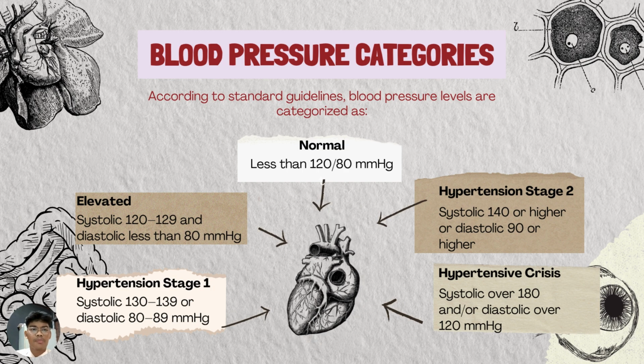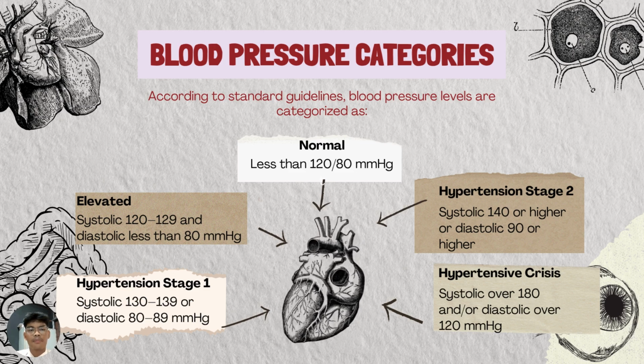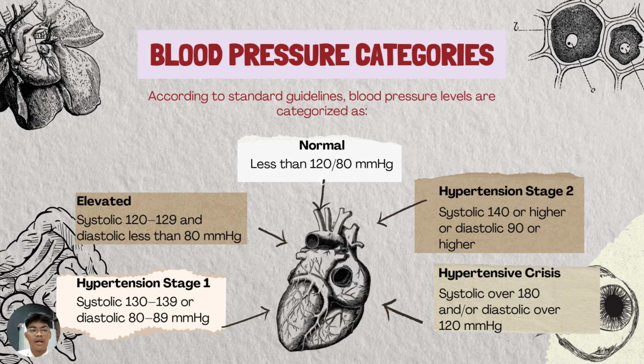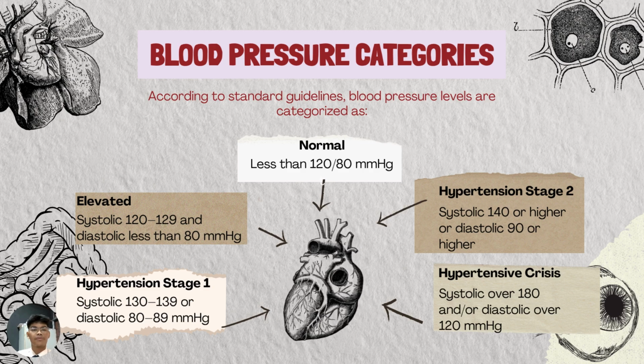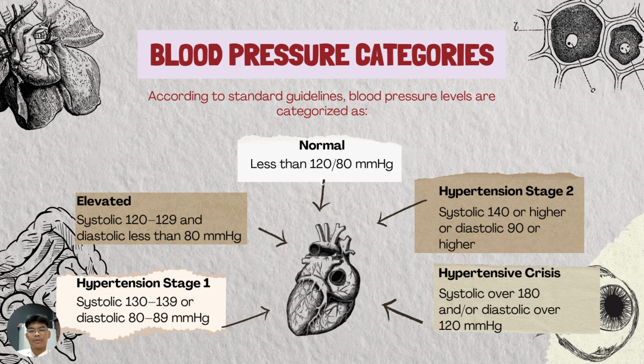Next, we've got blood pressure categories. According to standard guidelines, blood pressure levels are categorized as normal, which is less than 120 over 80 millimeters of mercury; elevated, systolic 120 to 129 and diastolic less than 80 millimeters of mercury; hypertension stage 1, systolic 130 to 139 or diastolic 80 to 89 millimeters of mercury; hypertension stage 2, systolic 140 or higher or diastolic 90 or higher. And finally, we've got hypertensive crisis, systolic over 180 and/or diastolic over 120 millimeters of mercury.